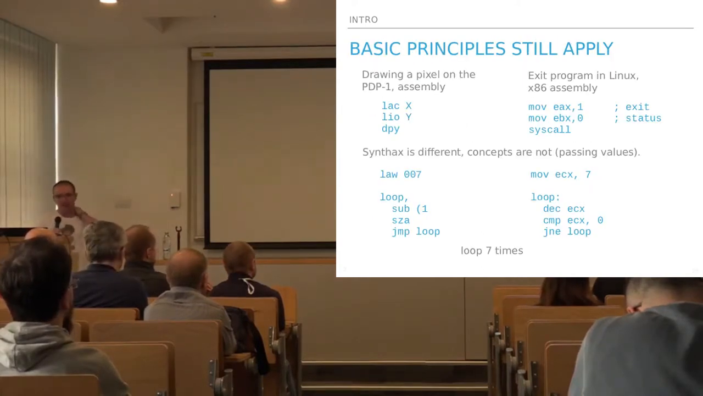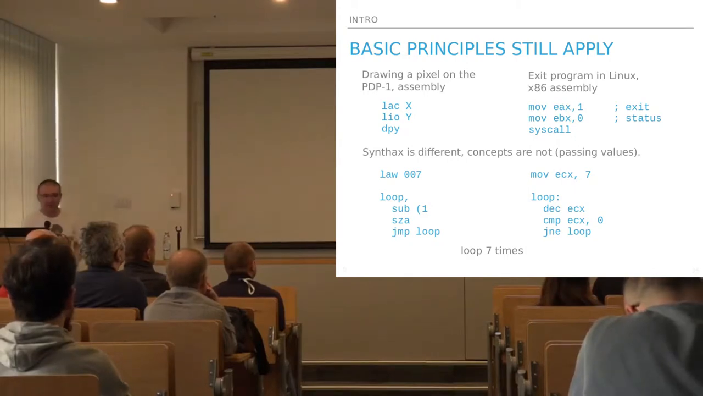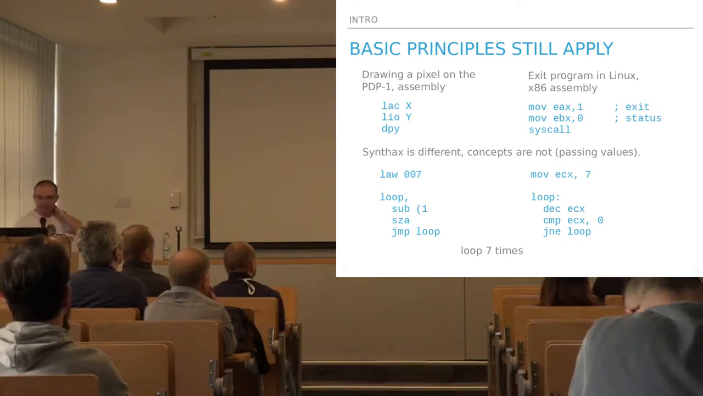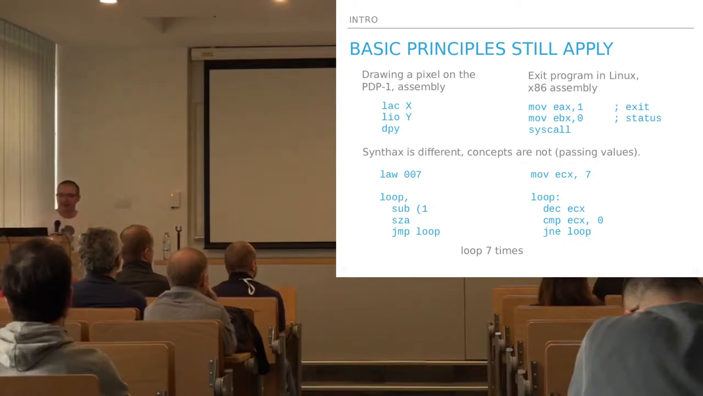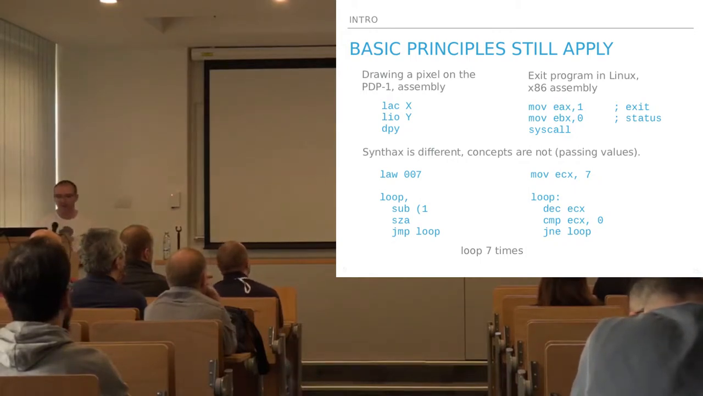Even though times have changed, the basic principles have not. Consider how you might draw a pixel on the PDP-1, or how you might exit a program in Linux. Even though these instructions are completely different and the architectures are completely different, the basic principle applies. You put some values in registers and pass arguments through those. So the concepts haven't changed much. And at the bottom half of the slide, you can see how you might loop 7 times in both PDP-1 and x86. And just remotely, you can see some similarities in the code. We still loop by testing if, for example, register value reach 0 and jump conditionally. So that also hasn't changed.